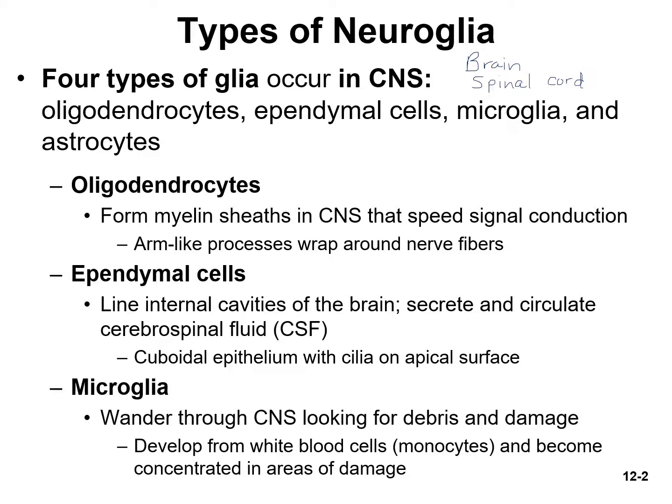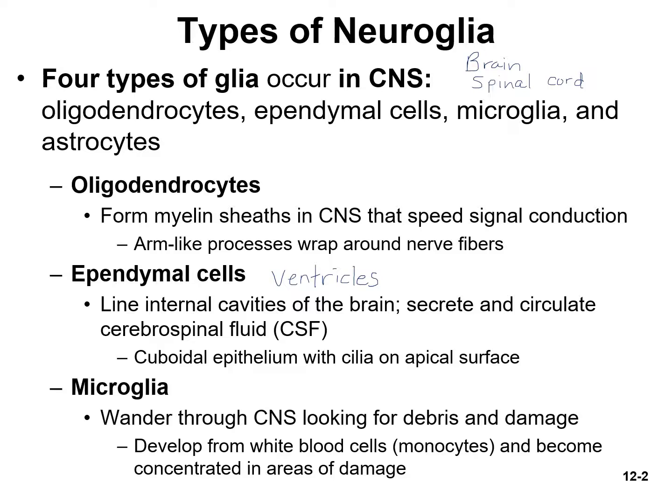Then we have ependymal cells. These are going to be lining internal cavities of the brain. Those are known as ventricles. So an internal cavity of the brain would be a ventricle. What they do is they secrete and circulate cerebrospinal fluid. Cerebrospinal fluid is ultimately going to be derived from blood plasma. It's going to be similar in composition with a few differences, which we will cover when we get to the chapter on the brain specifically.